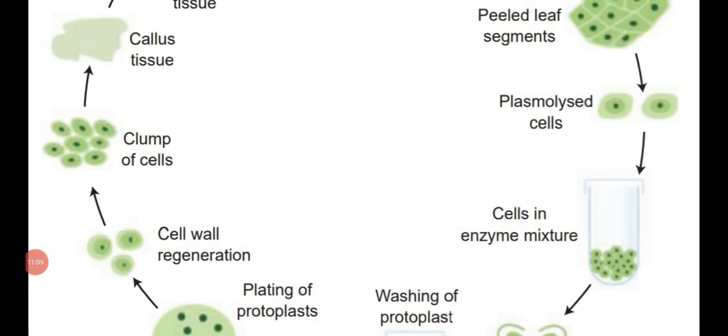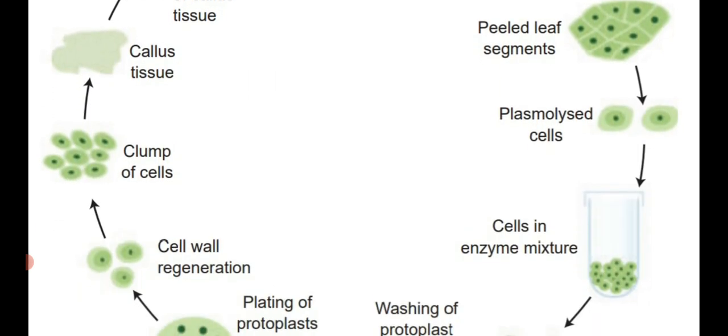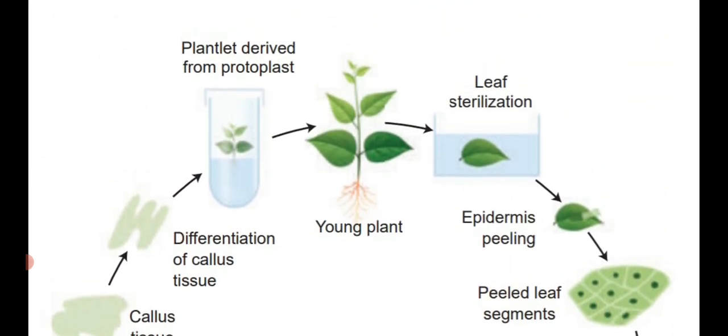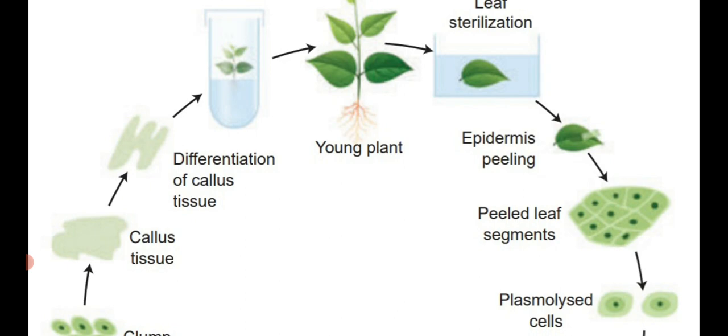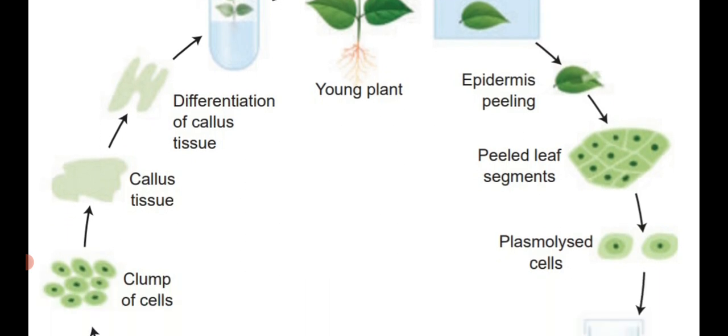Dear students, see the diagram. This is the protoplast culture. First one is the young plant. We are taking the plant. From that plant, we take only one organ. What is that organ? Leaf. The leaf is placed in the beaker containing chemical substance for the sterilization process. Then after that, we have to remove the epidermal region. Now, the peeled leaf shows only the segments of a cell.